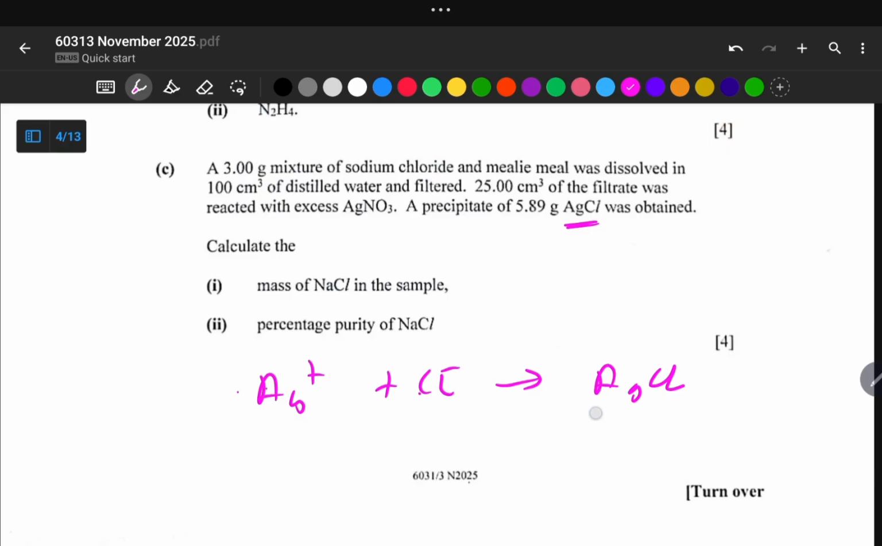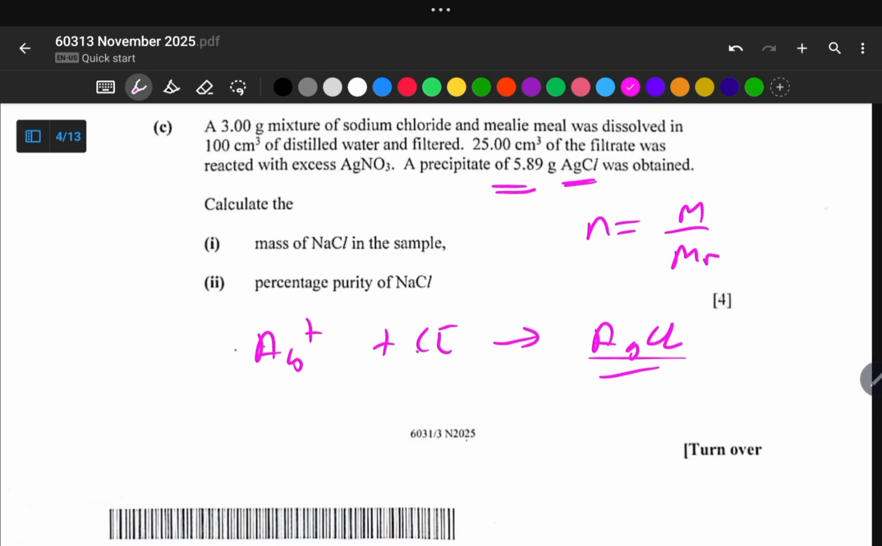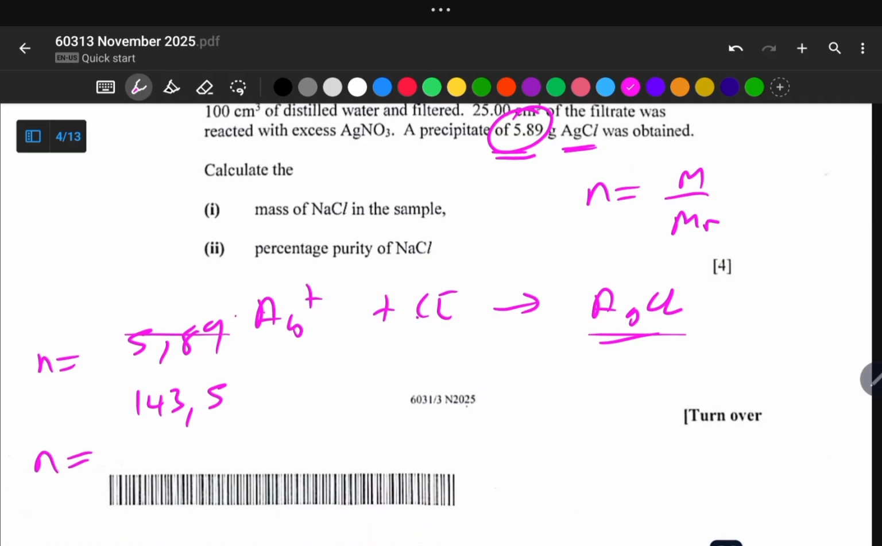So we want to calculate the number of moles of this silver chloride using the mass here, right? So n is equal to mass over MR. We want the MR of silver chloride, so we simply add the mass of silver plus the mass of chlorine, which gives 143.5, right? So n is equal to the mass, 5.89, divided by the MR, which is 143.5.